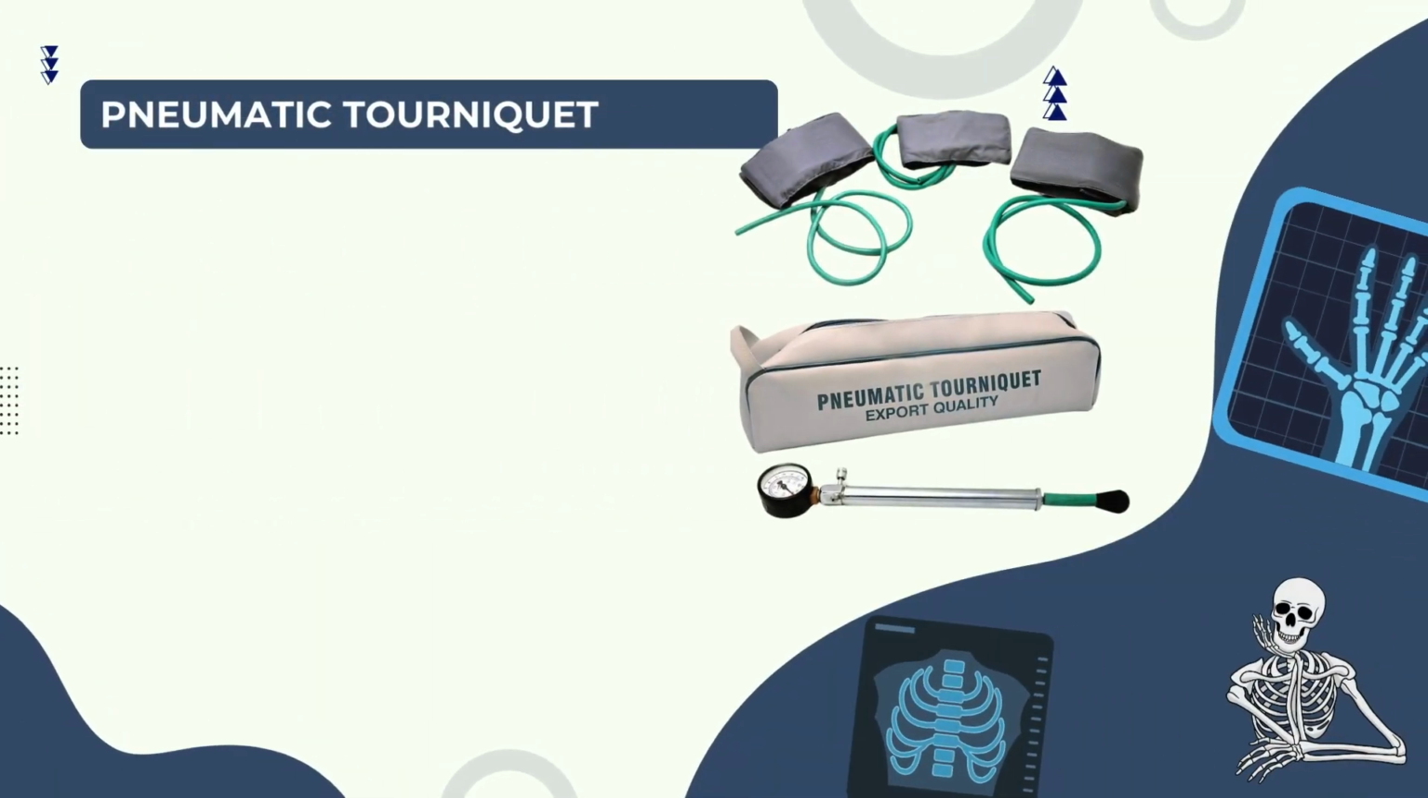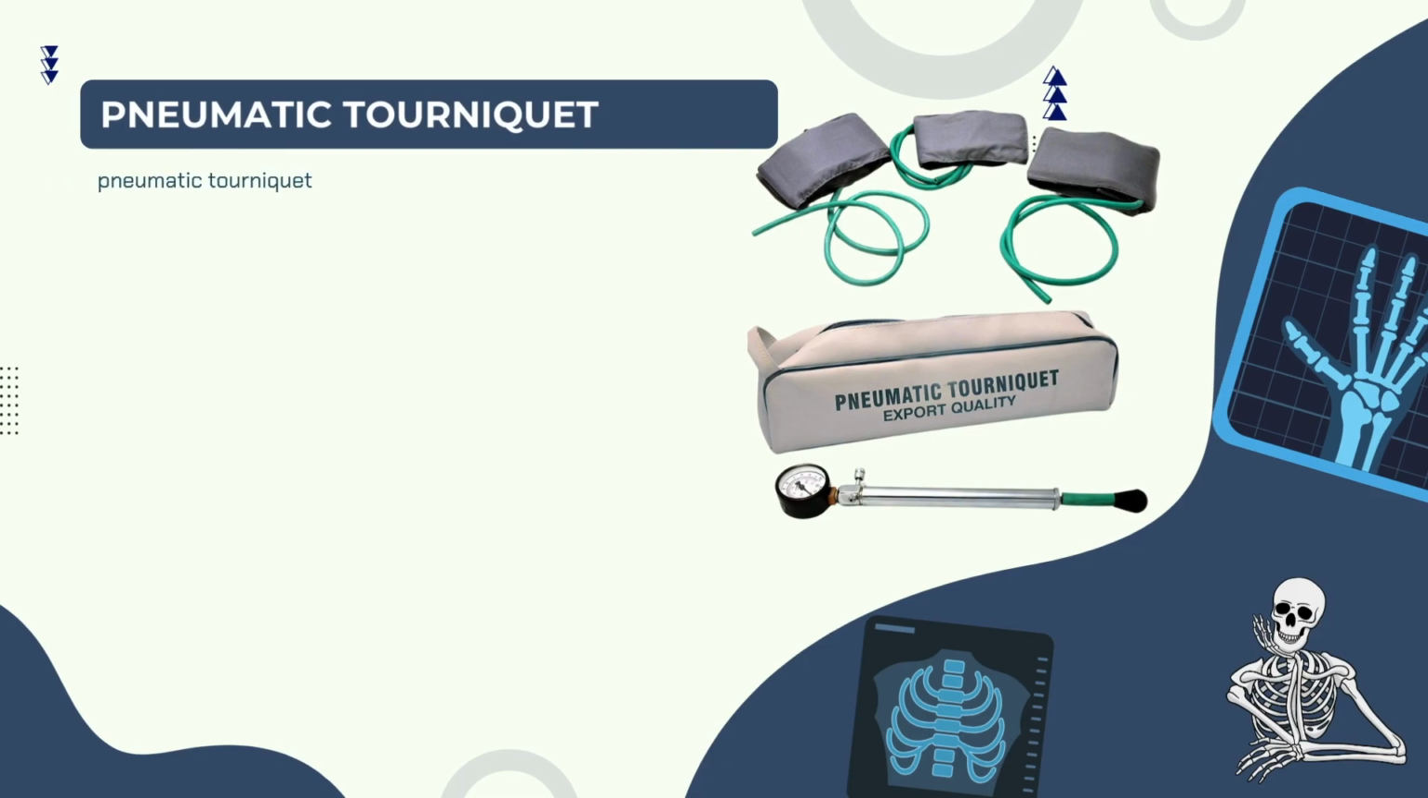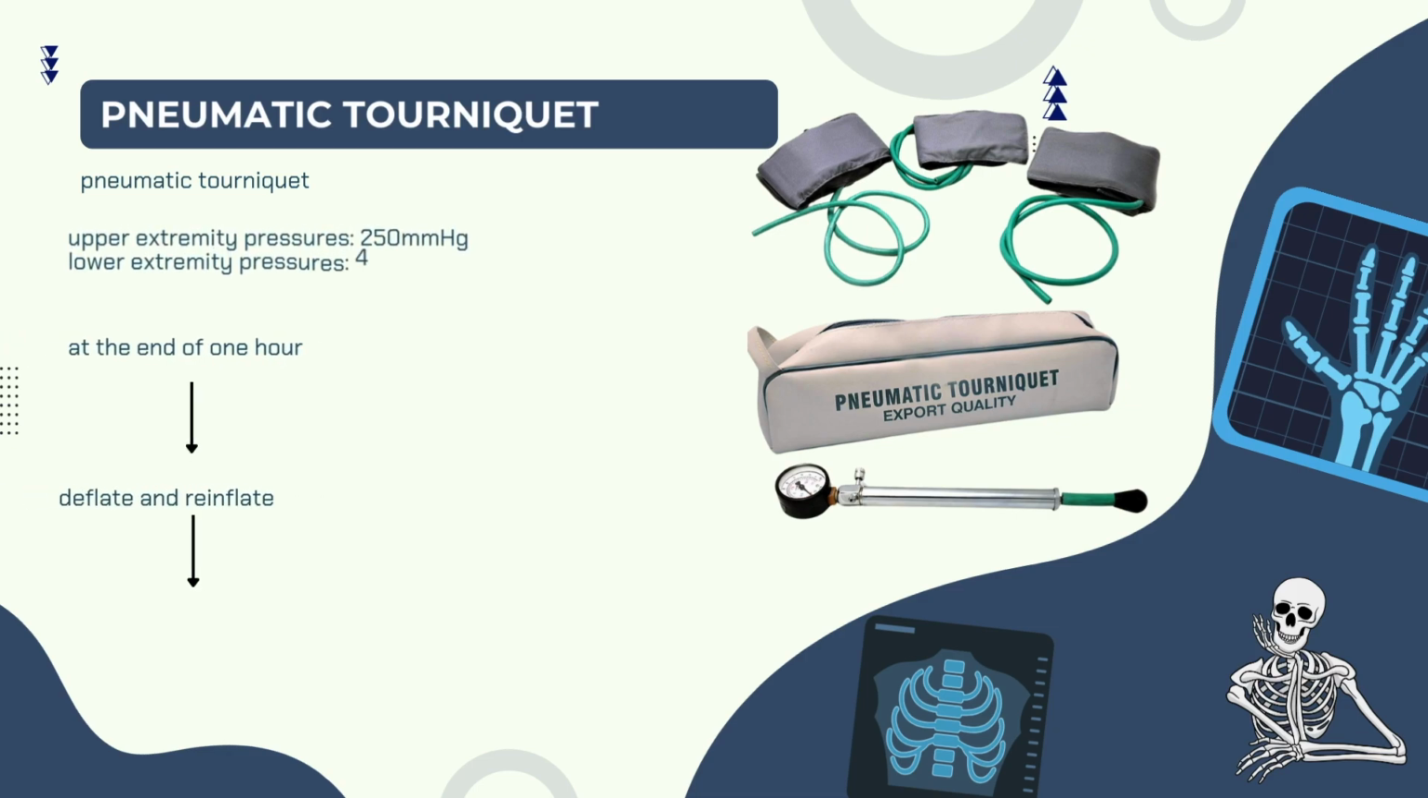Regarding application of pneumatic tourniquets, a pneumatic tourniquet can be applied in the upper extremities with a pressure of 250 millimeters of mercury and in the lower extremities with a pressure of 400 millimeters of mercury. At the end of 1 hour, we can deflate and reinflate to restore blood supply to the limb. If it is a prolonged tourniquet, a life versus limb decision has to be made. Once the tourniquet is applied for more than 6 hours, there can be significant necrosis of the muscles as well as nerves, and the damage cannot be reversed.